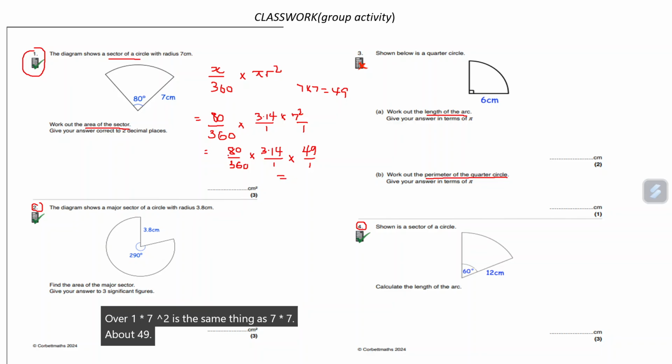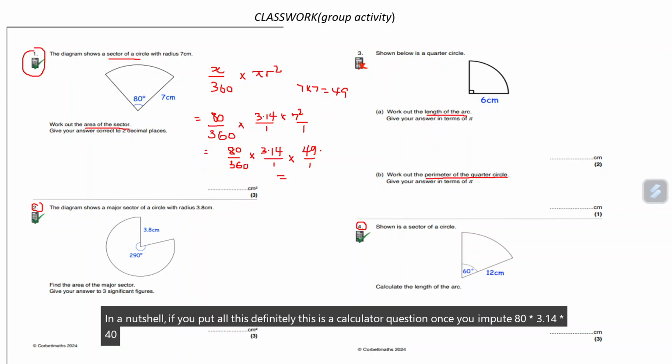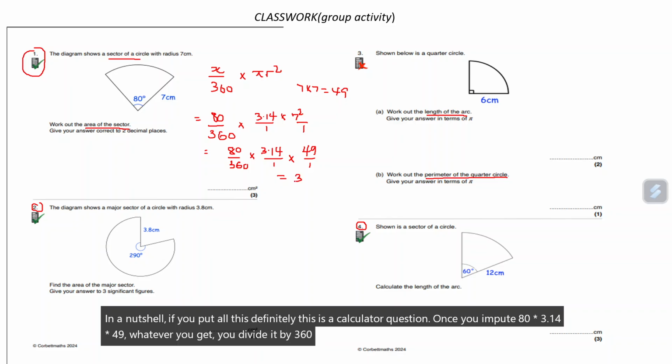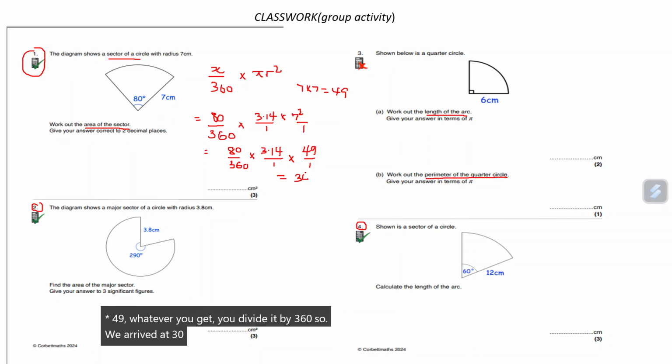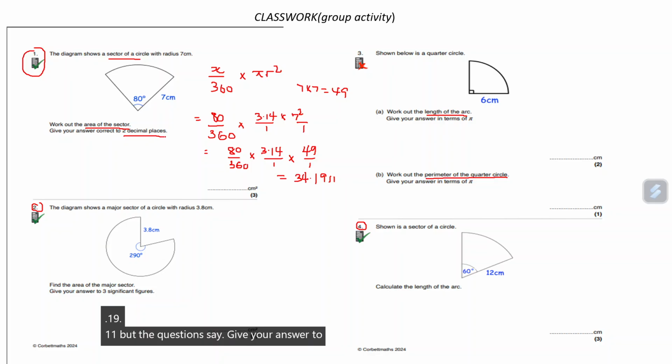In a nutshell, if you put all this, definitely this is a calculator question. Once you input 80 times 3.14 times 49, whatever you get, you divide it by 360. So we arrived at 34.1911. But the question says give your answer to two decimal places.